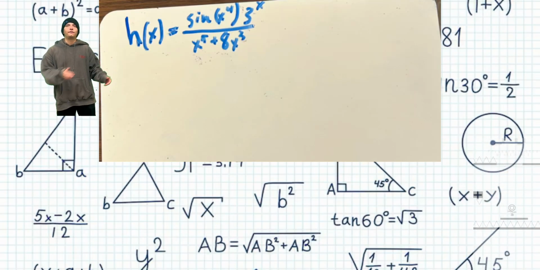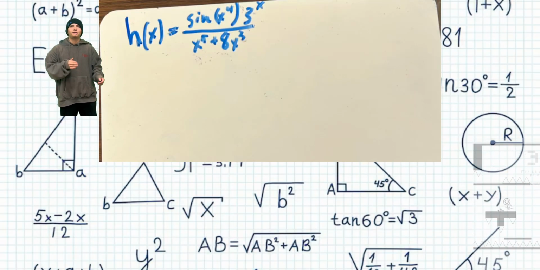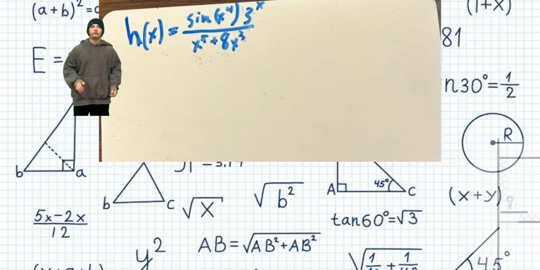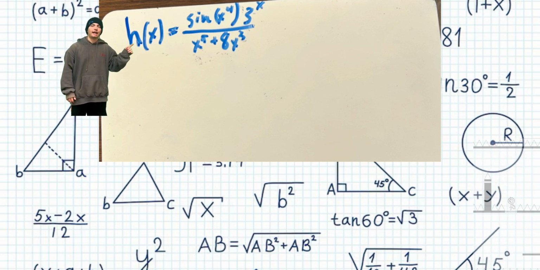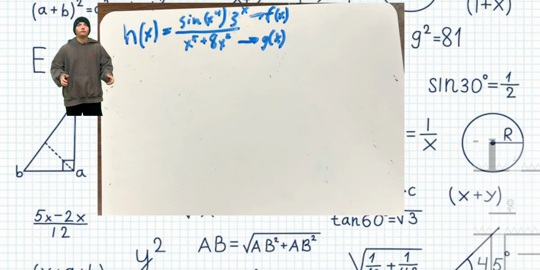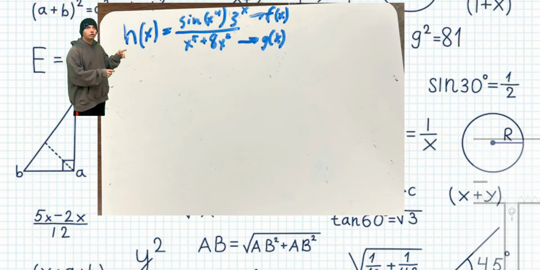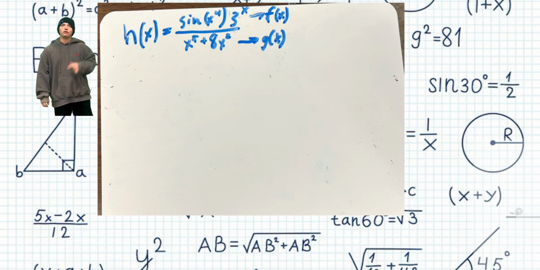In the last problem, we have h of x equals sine x to the power of 4 times 3 to the power of x, all over x to the power of 5 plus 8 times x to the power of 3. First, we will split the top and bottom into two different functions. F of x is the top, g of x is the bottom.